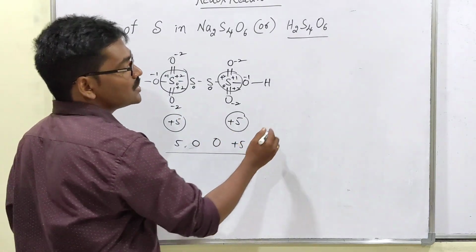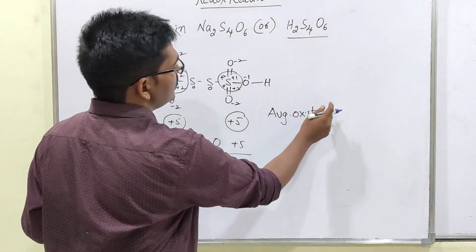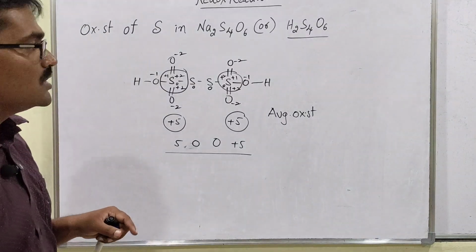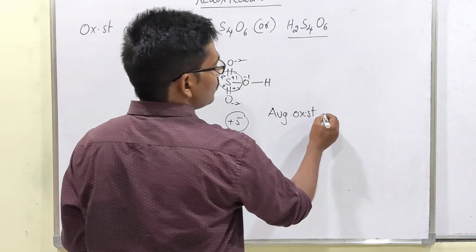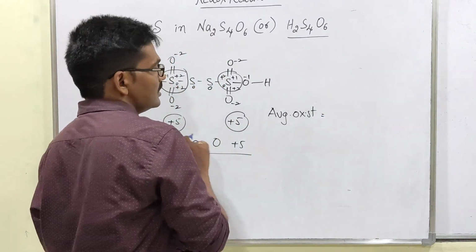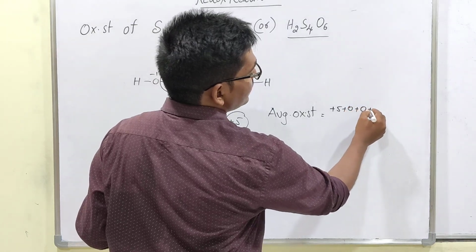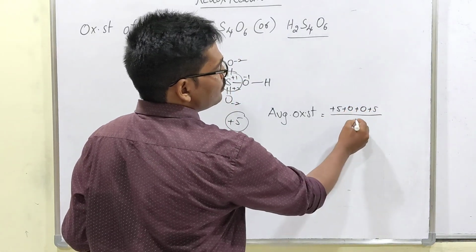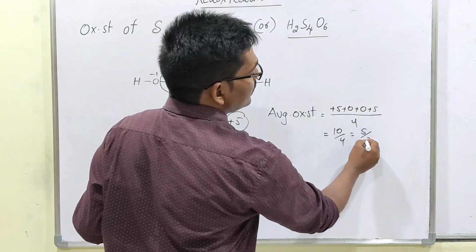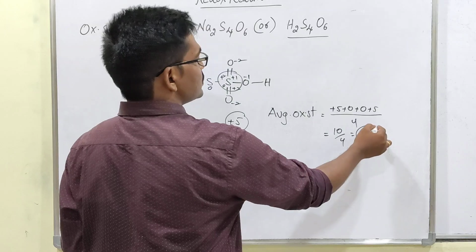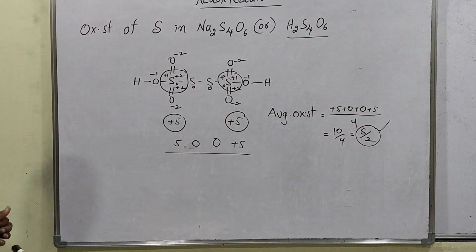Sir, if you want to find the average oxidation state, they will ask a question: what is the sulfur average oxidation state in H2S4O6? Then you have to take all the oxidation states: +5, 0, 0, +5, divided by the number of atoms, which is 4. So 10 divided by 4 gives 5 by 2. This is what we call the average oxidation state. Understand, my dear students?